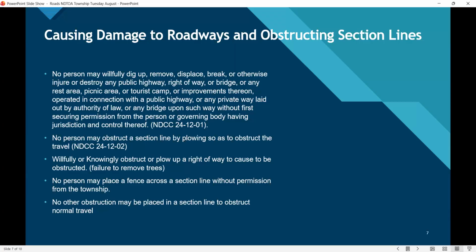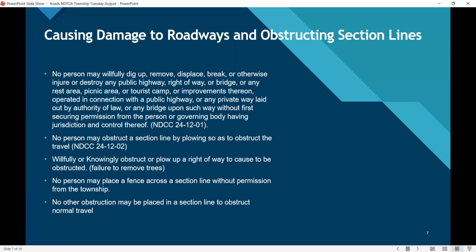Situation in our township. We have one landowner who doesn't want anybody driving on the section line, so he's put a row of steel fence posts across the section line. Would that fall under this 24-1201 or 02? 24-1202, it would. You can't place a fence without permission of the township officer, township board, or the county commission. You can't place an obstruction across a section line. And again, that's punishable by a misdemeanor.